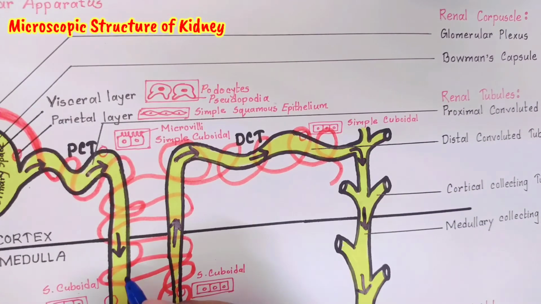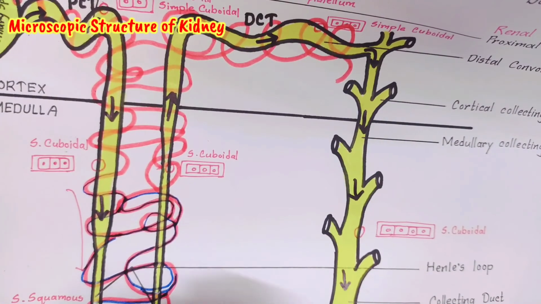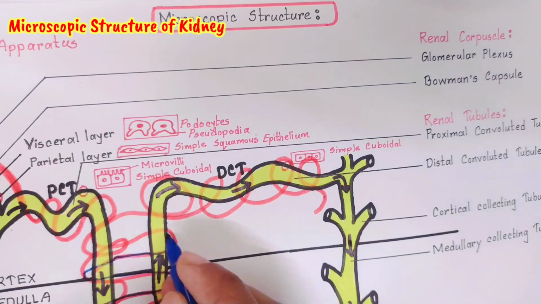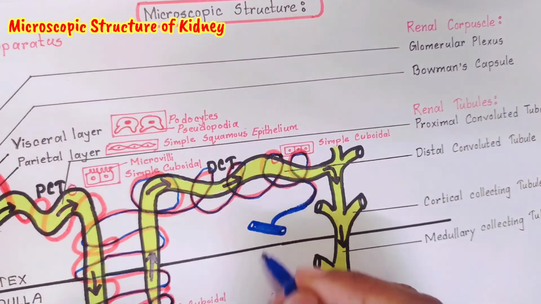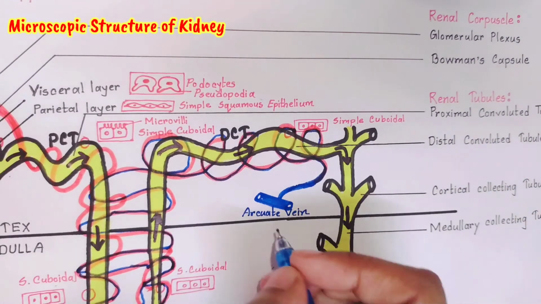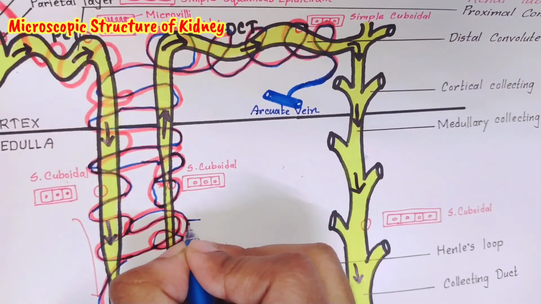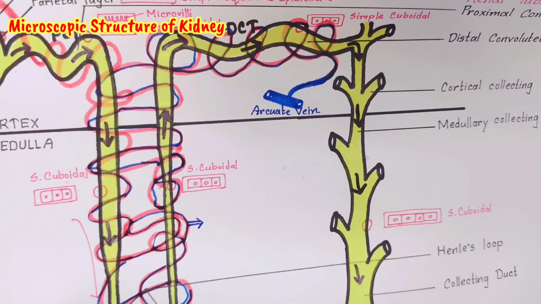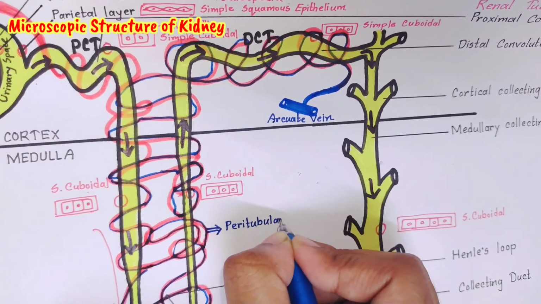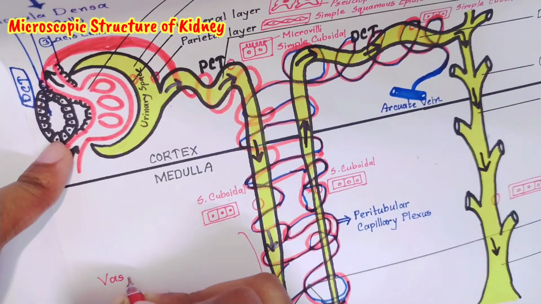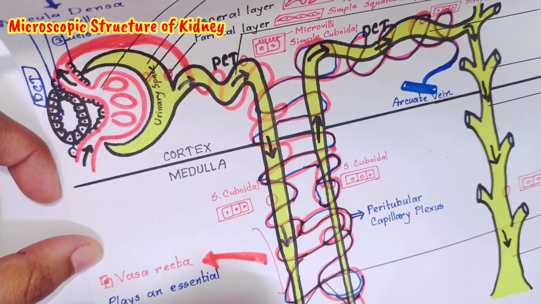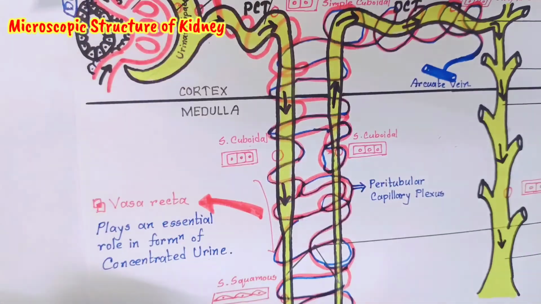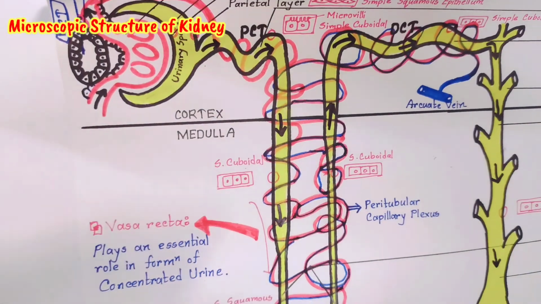These vascular structures supplying the juxtamedullary nephrons also differ from those supplying the cortical nephrons. For juxtamedullary nephrons, long efferent arterioles extend from the glomeruli down into the outer medulla and then divide into specialized peritubular capillaries called vasa recta, which play an essential role in the formation of concentrated urine.